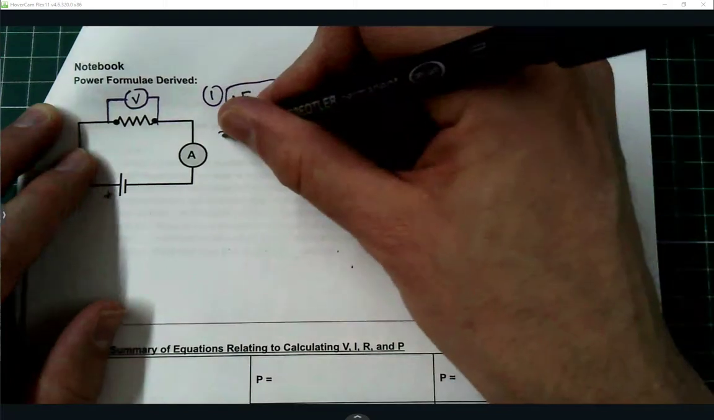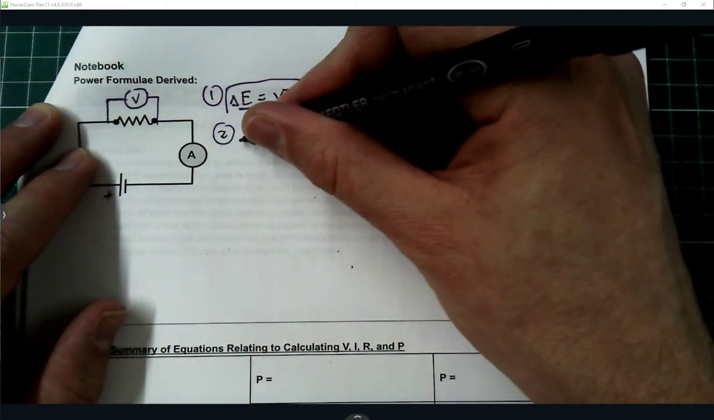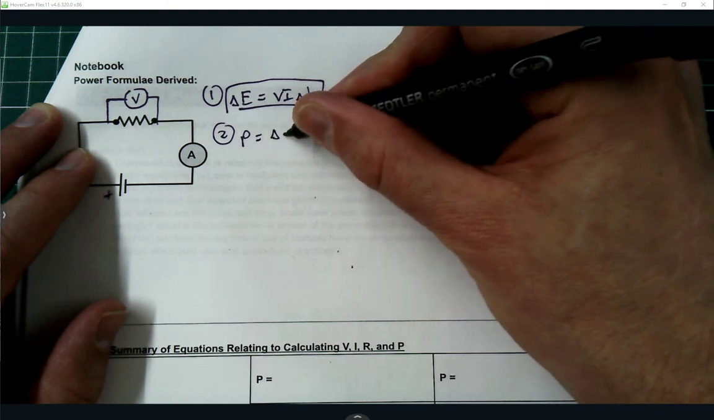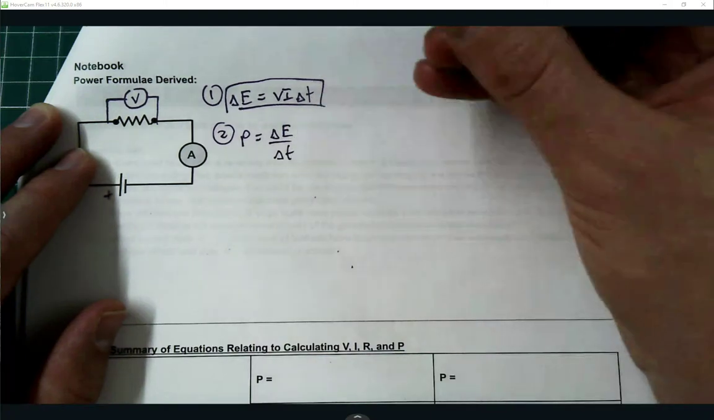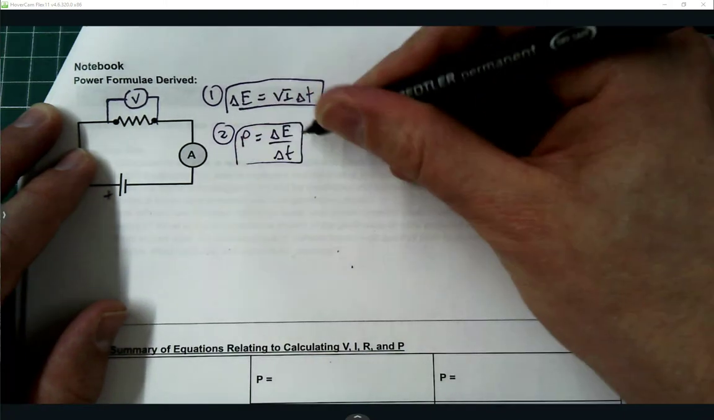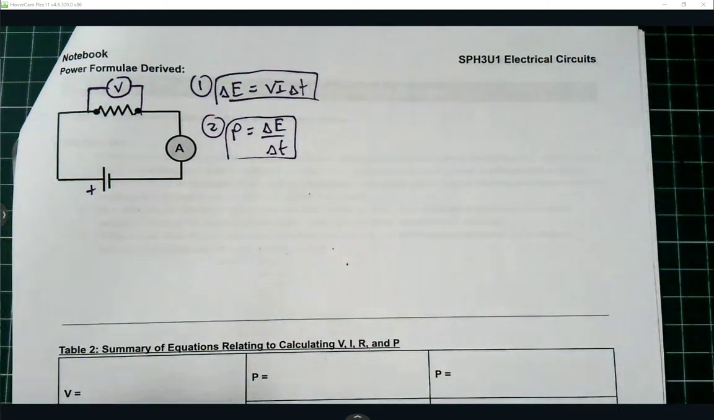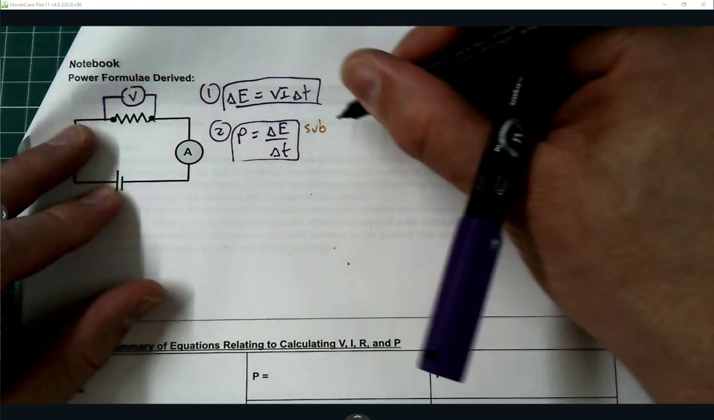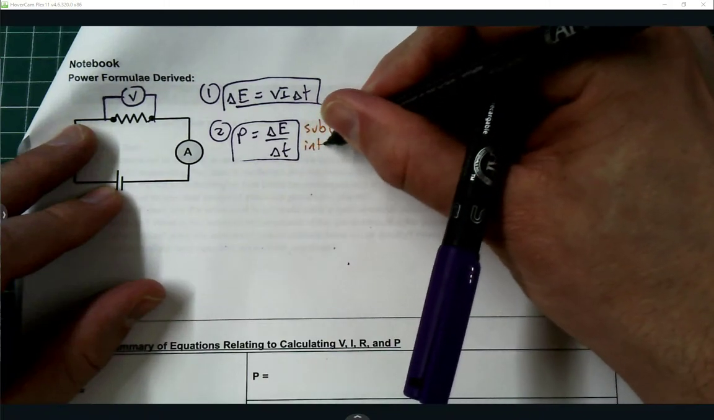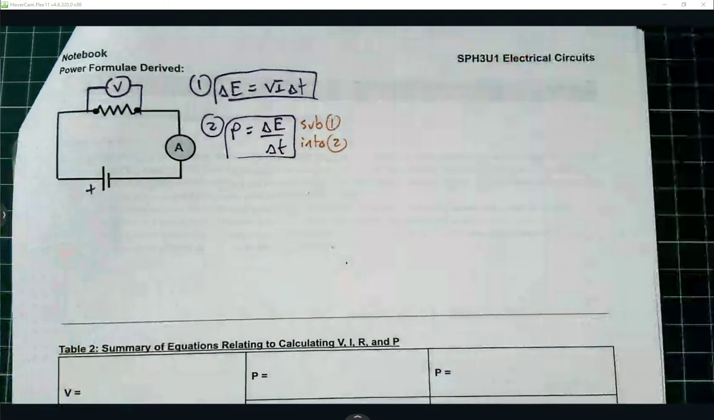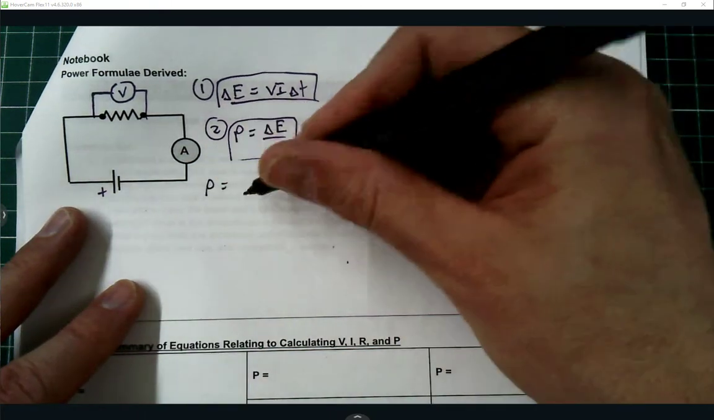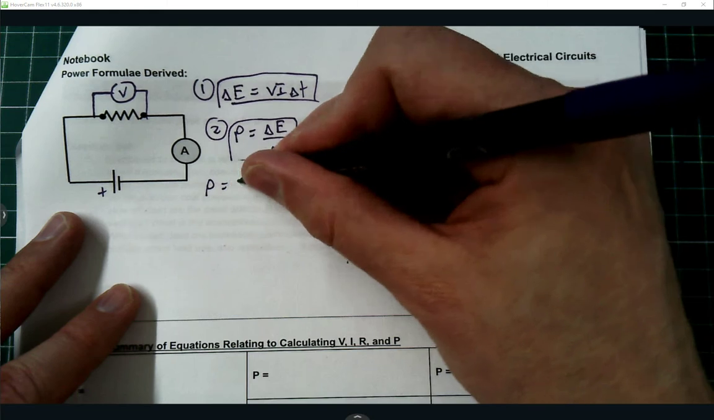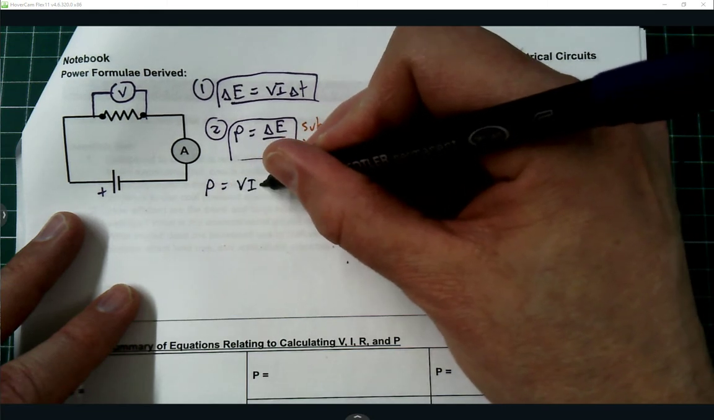Equation 2 is something that we've seen before as well, where we say that power is equal to how much energy is consumed by the circuit divided by how much time goes by. And I'd like to say, hey, I've already got equation 1. Why don't I sub equation 1 into equation 2? Let's just see what happens here. If we do that, then we end up getting power is equal to, instead of delta E, I'm going to write V times I times delta T.